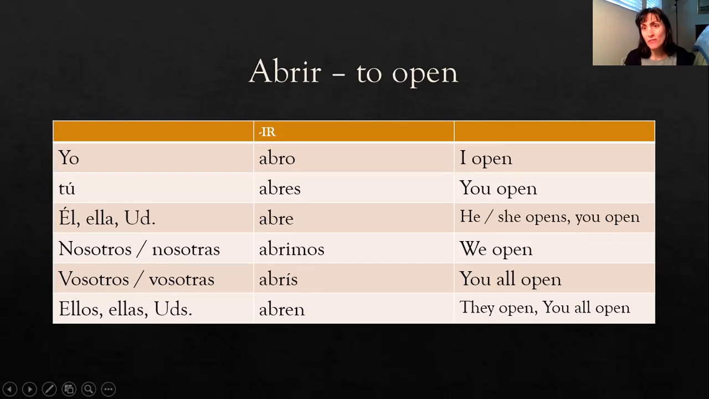Abrir is an IR verb. It means to open. If we want to say I open, we take off this IR ending and add O for yo, abro. If I want to say you open, take off the IR and add ES, abres. Él, ella, usted, abre. He, she opens, or you, formal, open. Nosotros abrimos, vosotros abrís, ellos, ellas, ustedes abren.